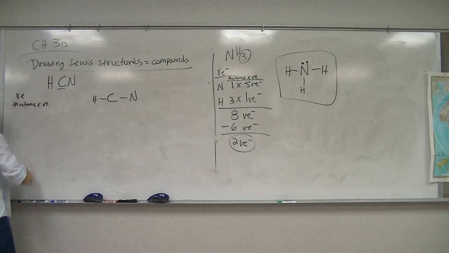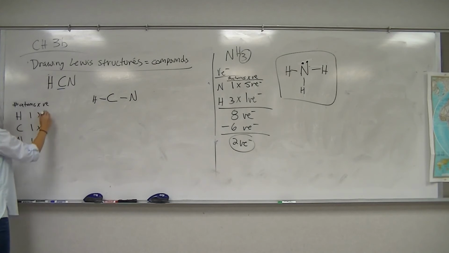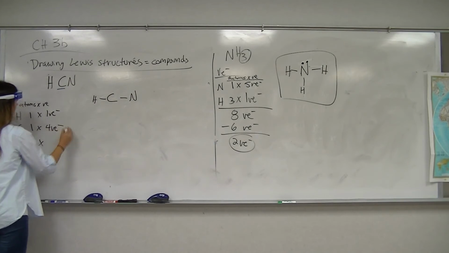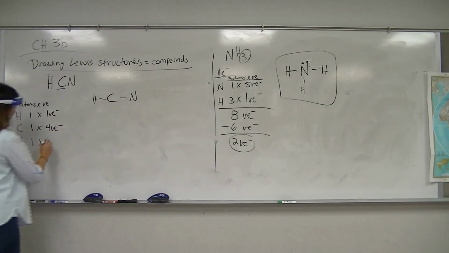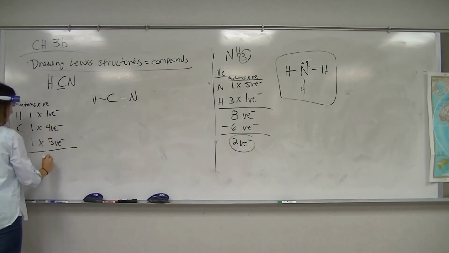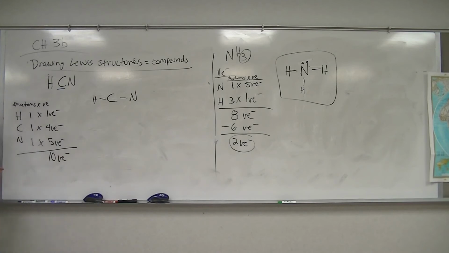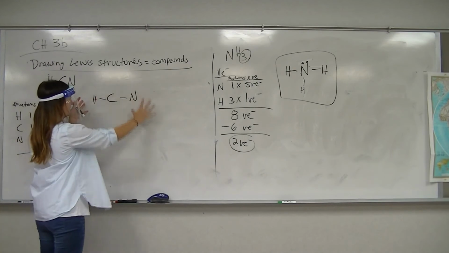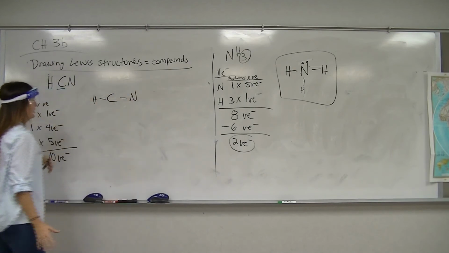Now I need my total valence electrons. My list, hydrogen, carbon, nitrogen, 1 of each. There's no subscripts, so that means there's just 1. Hydrogen has 1 valence electron, it's in group 1. Carbon has 4. And nitrogen in group 15 has 5. 5, 6, 7, 8, 9, 10. All right, so that means I have 10. So when I'm done, I should only have 10 electrons in this structure.